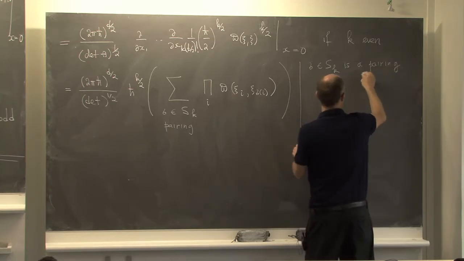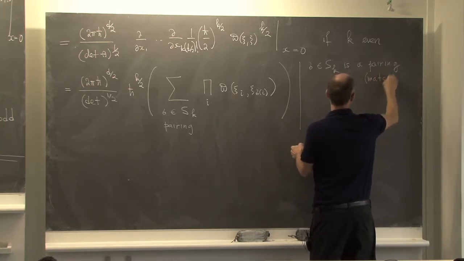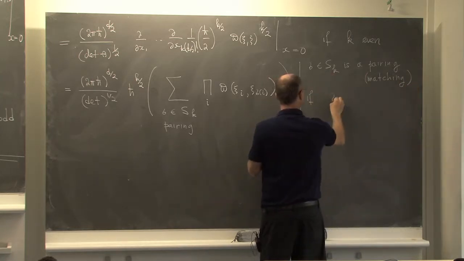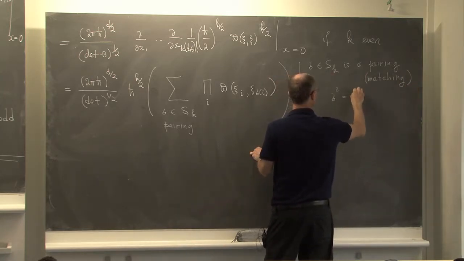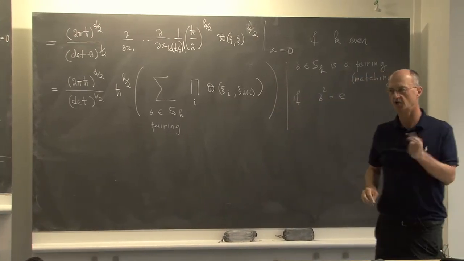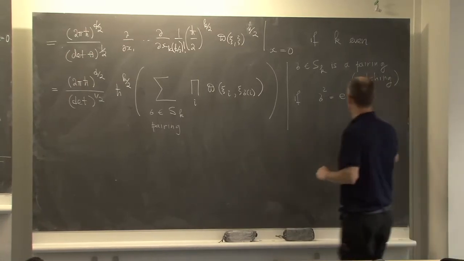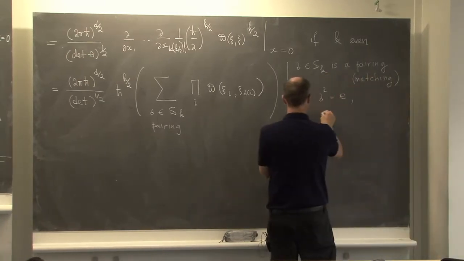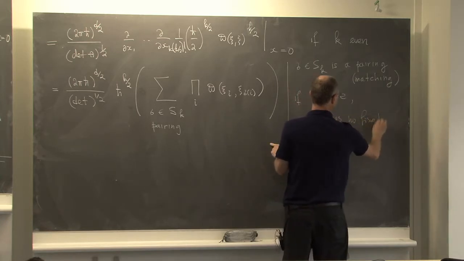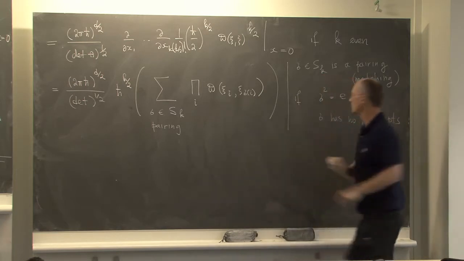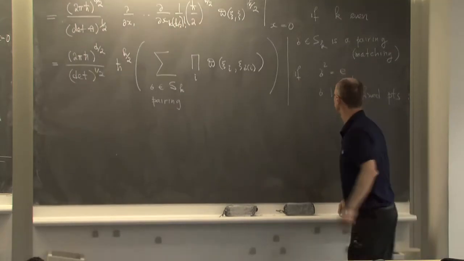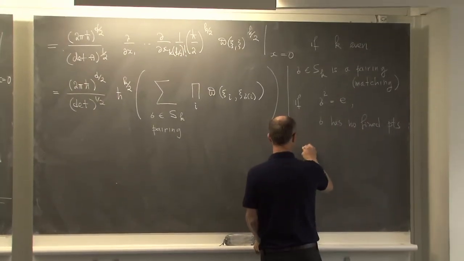Pairing, or sometimes people say matching. If on the one hand sigma square is 1, so it's an involution, and on the other hand sigma has no fixed points. So roughly speaking, it works as follows.